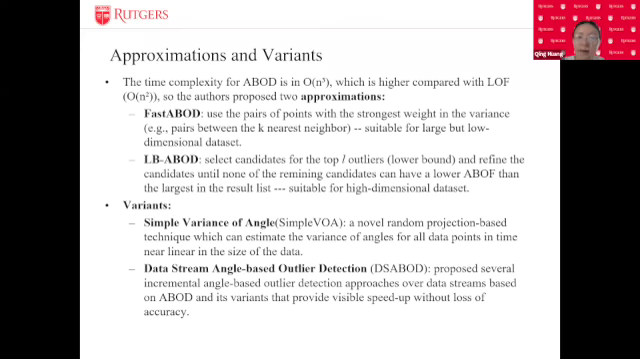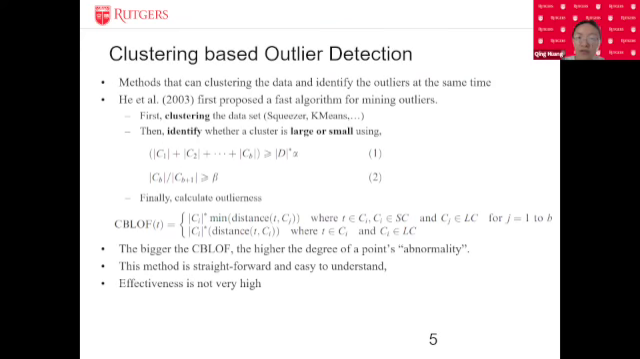Next one is the clustering-based outlier detection. Traditionally, clustering algorithms are mainly used to cluster the whole data set. But here, we can not only cluster the whole data set, but also identify the outliers at the same time. The first clustering-based outlier detection was proposed in 2003.